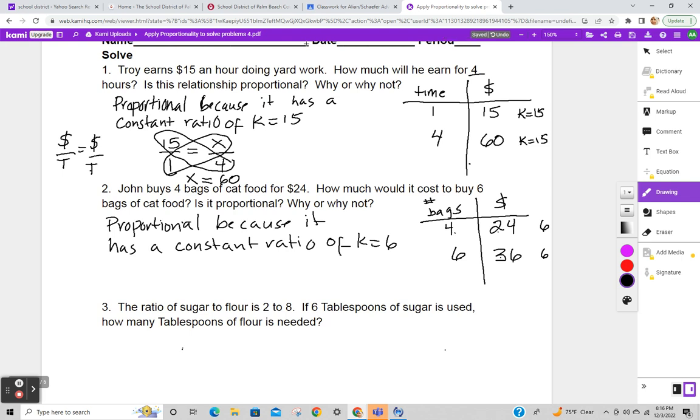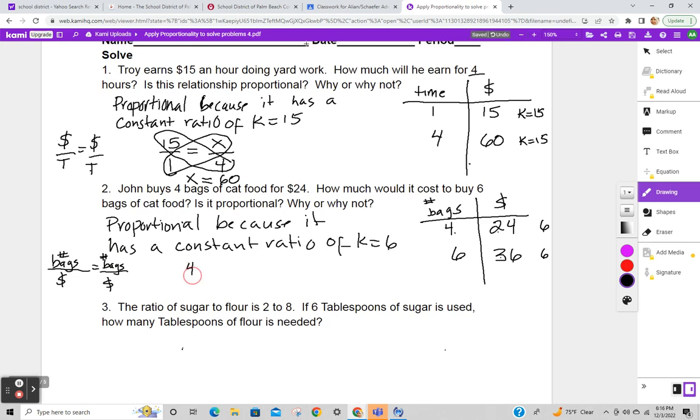All right, so let's solve that using a proportion. So if we were writing a proportion, we would do this. Bags, number of bags, over cost. Bags, again, number of bags, over cost. All right, so let's write that proportion.